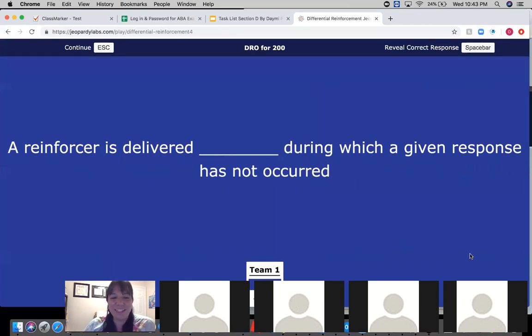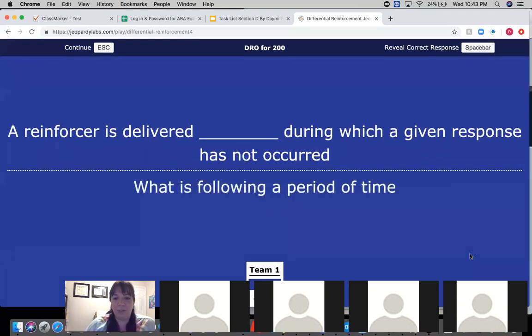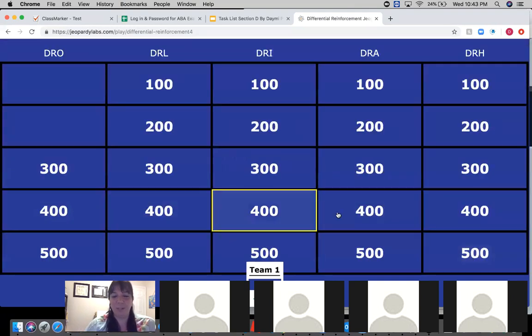Okay, a reinforcer is delivered blank during which a given response has not occurred. At the end of an interval? All right, let's see if she's right. Following a period of time. So will that be a DRO then? Time is interval, so I think so. Thanks. That's okay, that's good. We're good, guys.